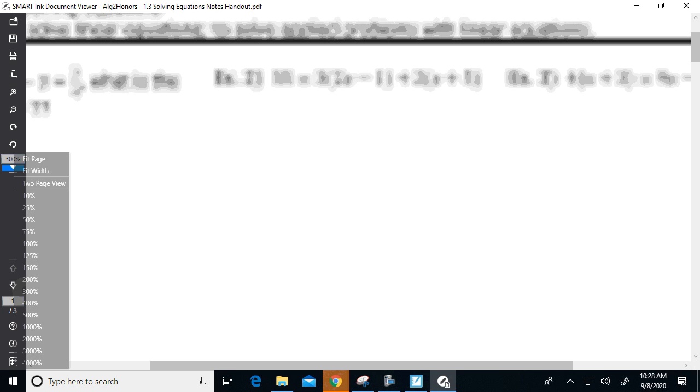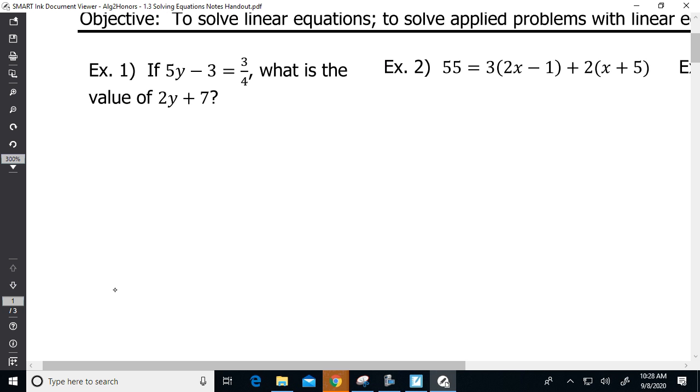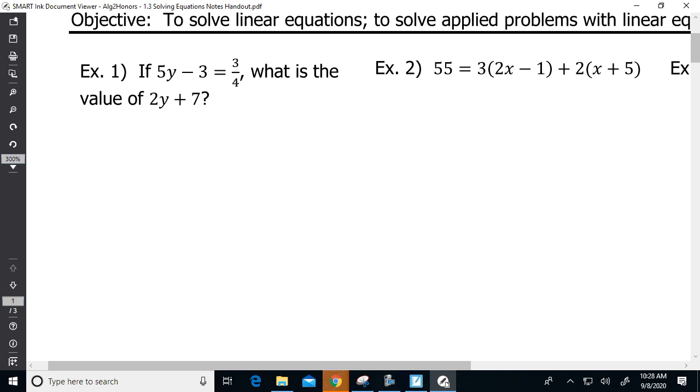And I'm going to blow this up a little bit, give myself some space. Example 1. If 5y minus 3 equals 3/4, what is the value of 2y plus 7? Now, please keep in mind, the question didn't ask you what is y equal to. It asked you what is 2y plus 7 equal to. So in order to solve this out, we need to know what y is equal to.